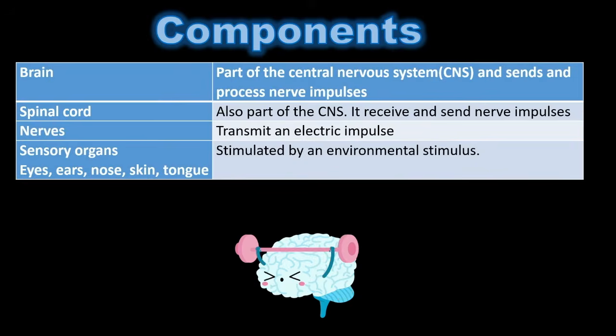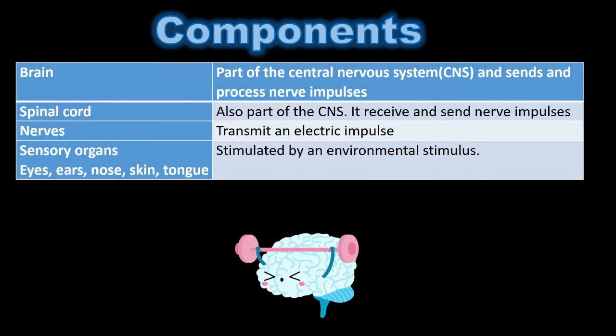So the components of the nervous system involve the brain, the spinal cord, and also all the nerves which run to every single muscle and gland in the body. The spine and the brain are part of the central nervous system. The brain will send and receive nerve impulses. The same for the spinal cord. Nerves will transmit these electric impulses.